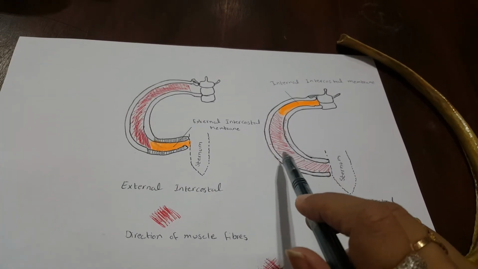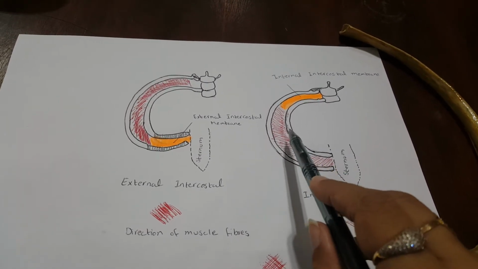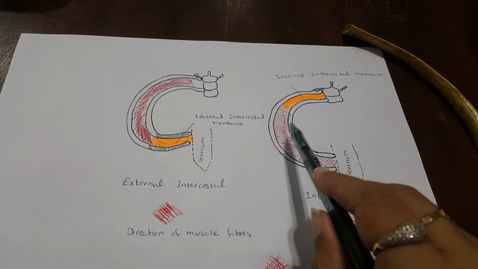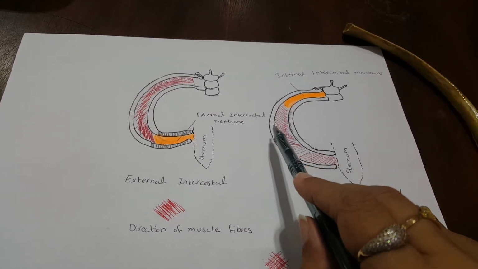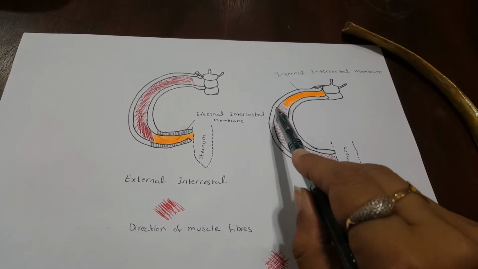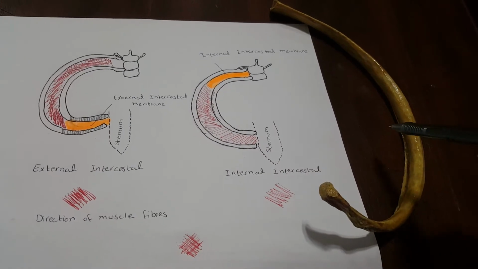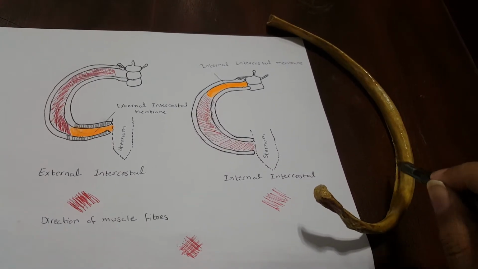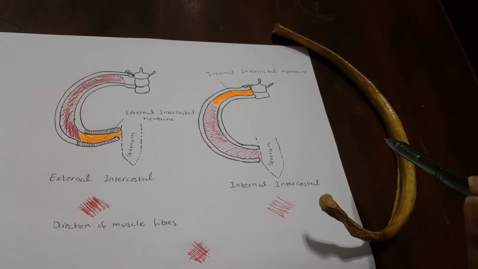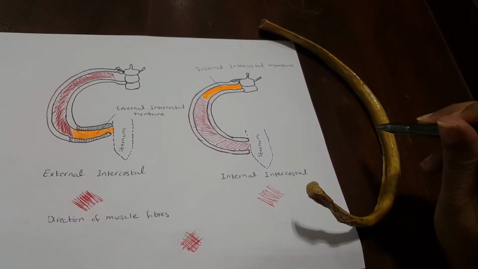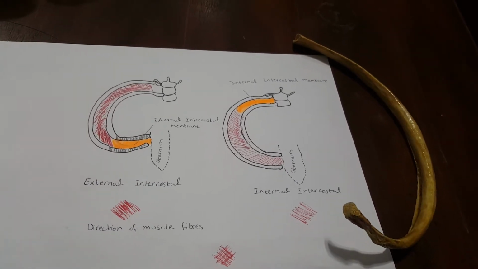Internal intercostal muscle originates from the floor of the costal groove of rib above the space, and this muscle is inserted on the inner lip of the superior border of the rib below the space. So this muscle originates from the floor of the costal groove above the space, and this muscle is inserted on the inner lip of the rib below the space.